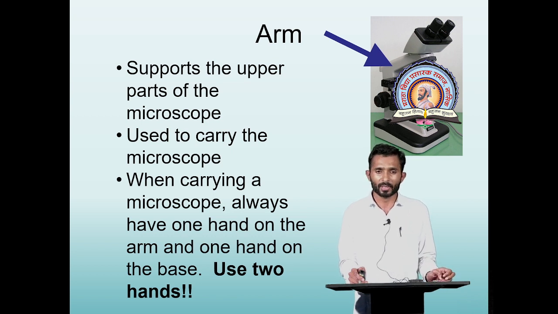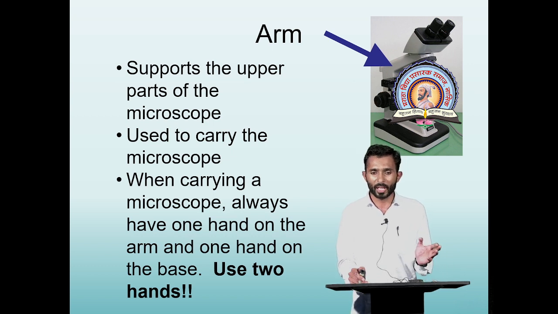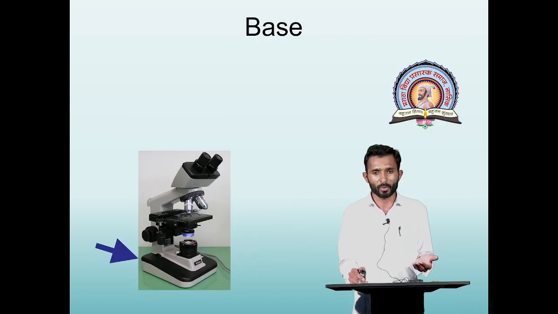The next part is the arm, used for holding the entire microscope with our two hands. The arm gives support to the upper part of the microscope, and when we carry a microscope, we carry it easily with the help of the arm. Always keep one hand on the arm and place the other hand under the base of the microscope. This is the main use of the arm: the proper handling of the microscope.